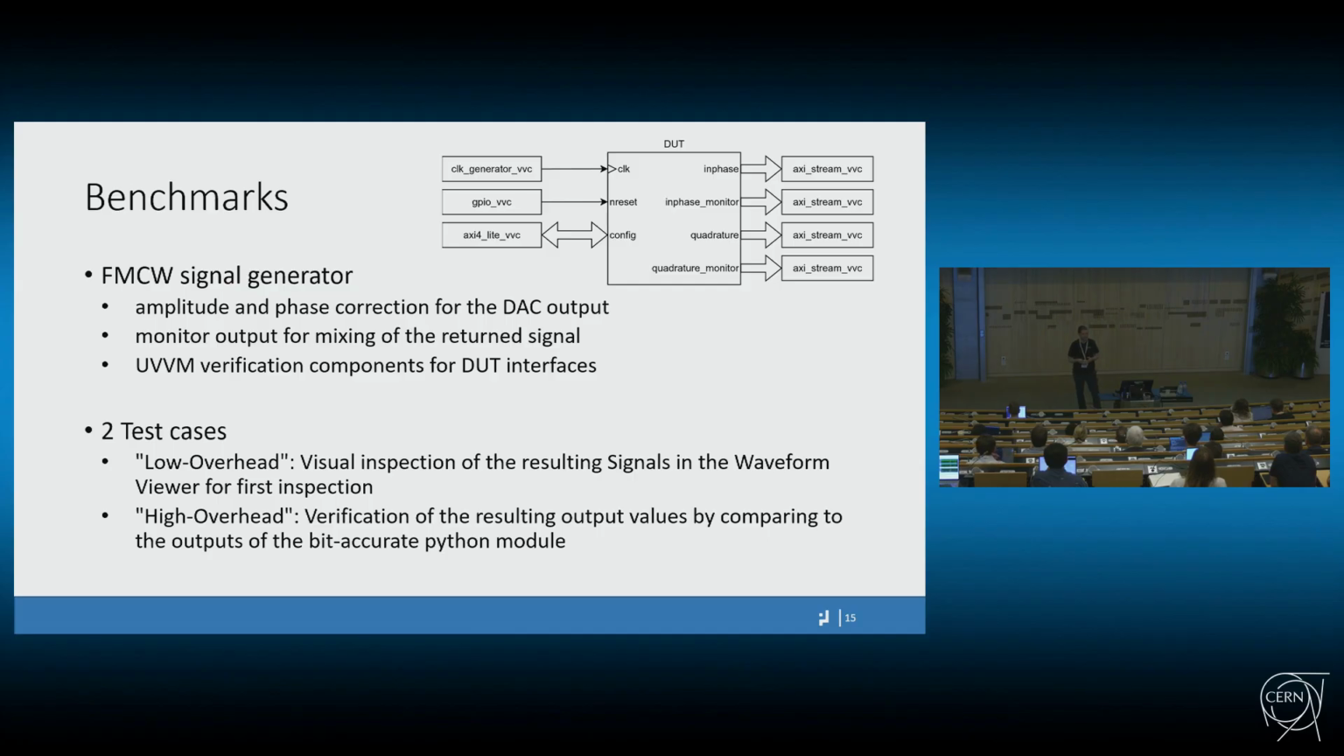And I looked at two test cases. So the first test case was just for visual inspection of the resulting waveforms. And I also had a high overhead test where I generated expected results using a bit accurate model in Python and compared them to the outputs of the design under test in the test bench. Everything is done with UVM verification components.